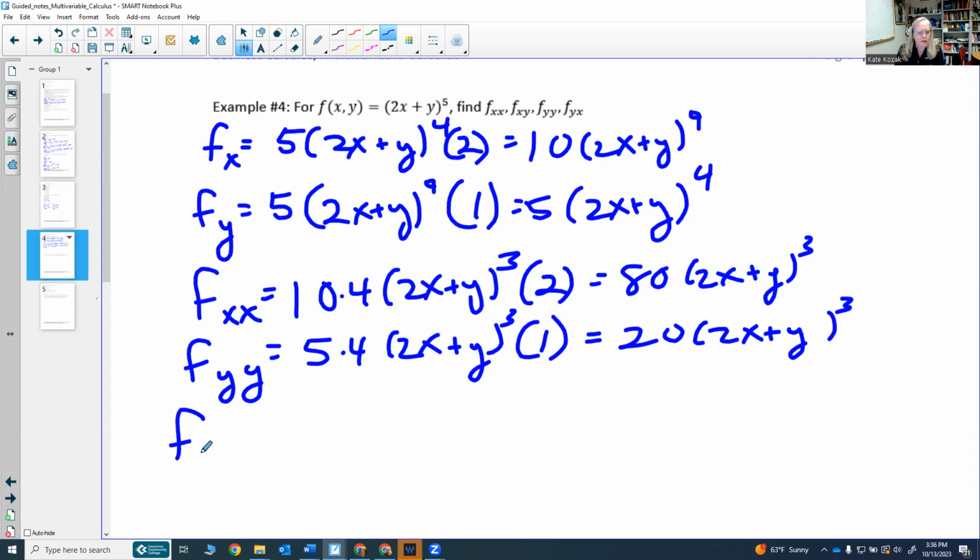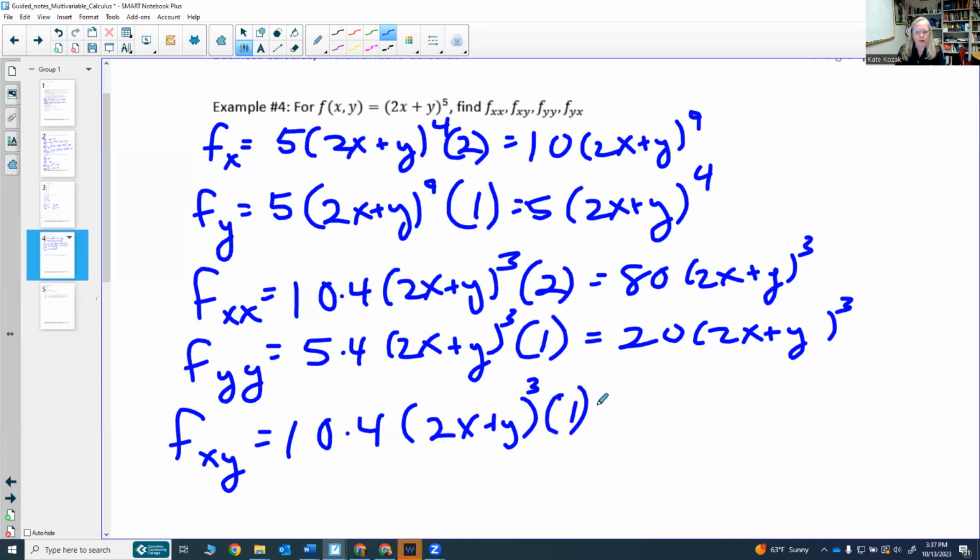The partial derivative of f with respect to x, then y, means I've taken the partial derivative with respect to x. I'm going to take the partial derivative of that with respect to y. So it's going to be 10 times 4 times (2x + y)^3, then the derivative of that with respect to y will be 1. So you get 40 times (2x + y)^3.